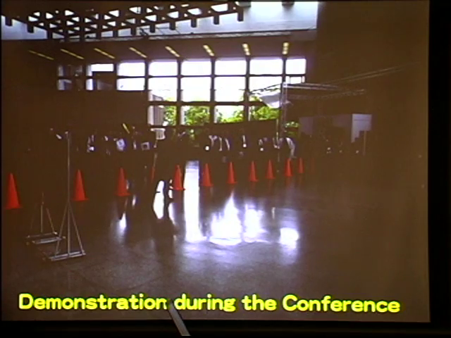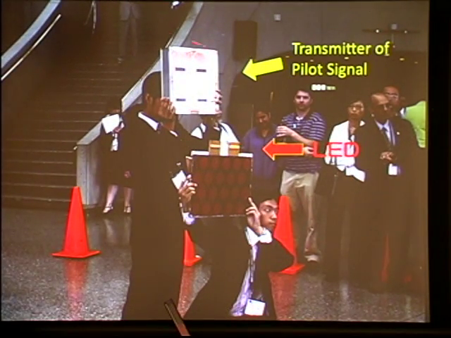This is the transmitting antenna, and it can radiate microwaves toward the pilot signal transmitter. And you can see this is the patch antenna connected to the LED lamp. The microwave is concentrated on the pilot signal transmitter, so it receives microwave power to turn on the LED lamp.